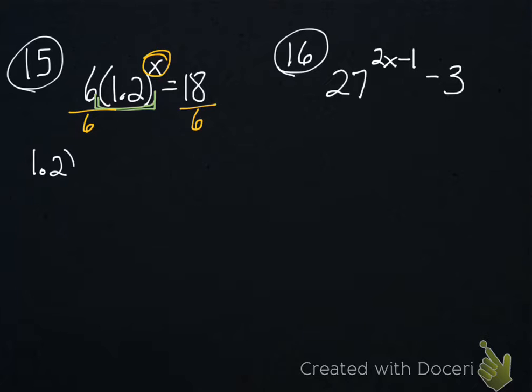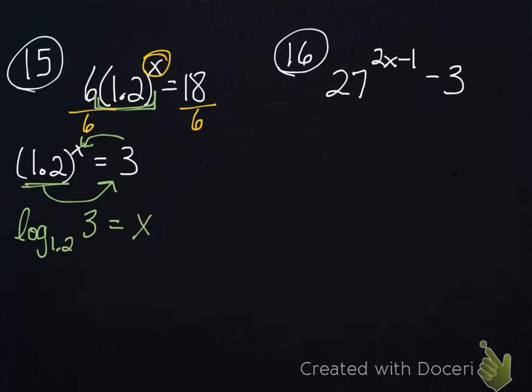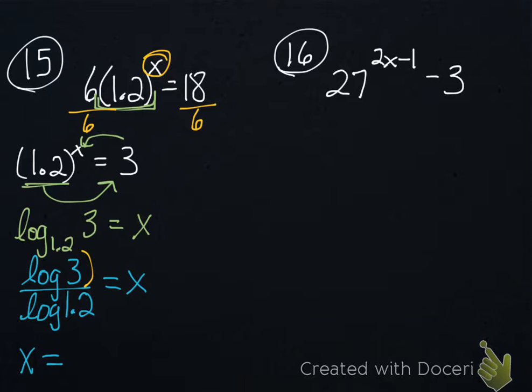Now we have 1.2 to the x power equals 3. Now I can turn it into a log to get the exponent by itself. My base is 1.2. So I have log base 1.2 of 3 equals x. Change base. The 1.2 is the base, it goes to the bottom. 3 is the numerator. So log 3 divided by log 1.2. Make sure you close the parentheses. X is going to equal 6.03.